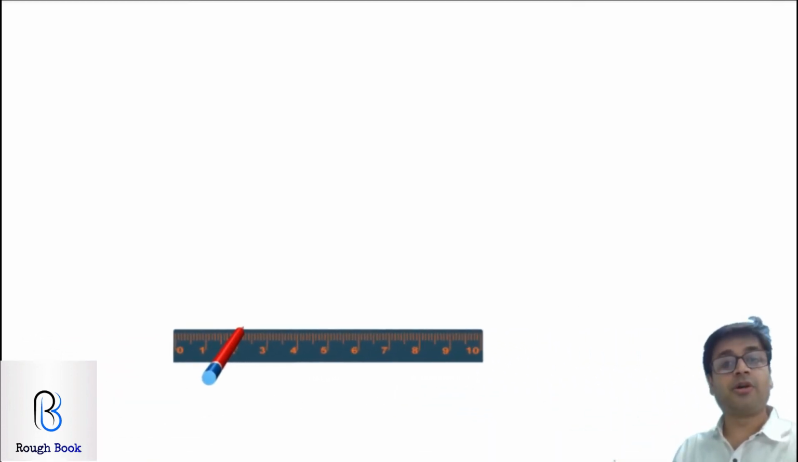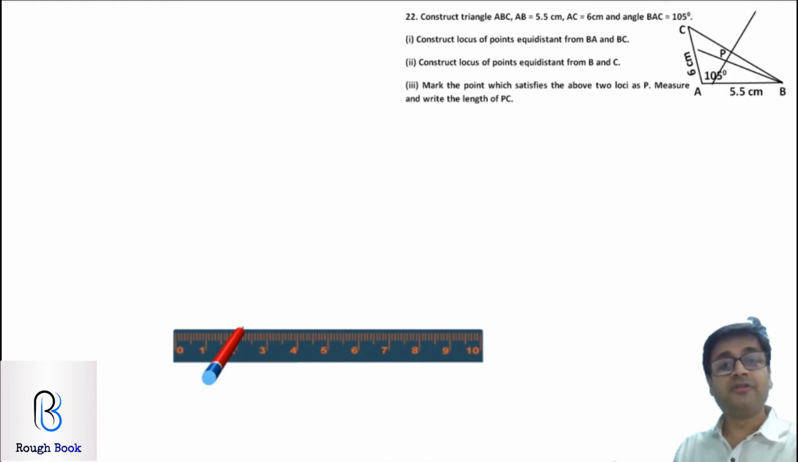The next one that I want you to try is sum number 22. In 22 they are first asking you to draw a triangle in which one of the angles is 105 degrees. Slightly tough. How will you draw 105? So you'll have to first get 90, 120, bisect 90 and 120 and you will get 105.